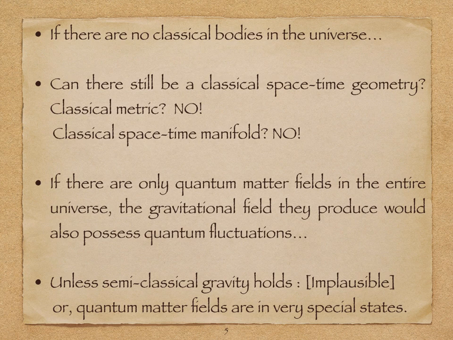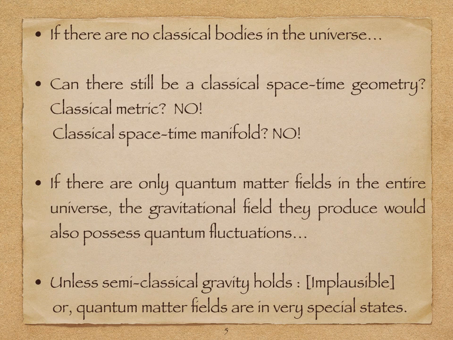The problem is the following. Let's ask this question. Having removed all these classical objects from the universe, can there still be a classical space-time geometry? Two parts to this question. Can there be a metric? Can there be a space-time metric, the g mu nu, which behaves classically? We'll see the answer is no. Underlying that metric, underlying the metric described by general relativity, can there be a classical space-time manifold? Again, you'll see that the answer is no. This seems a bit counterintuitive, but it is true, as we'll argue.